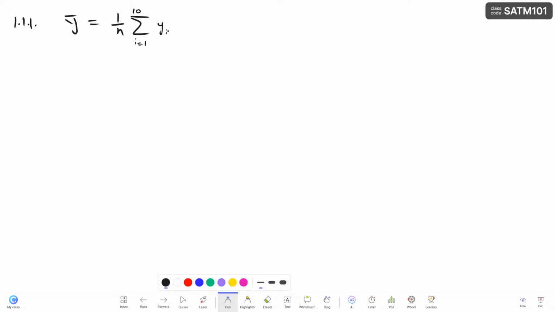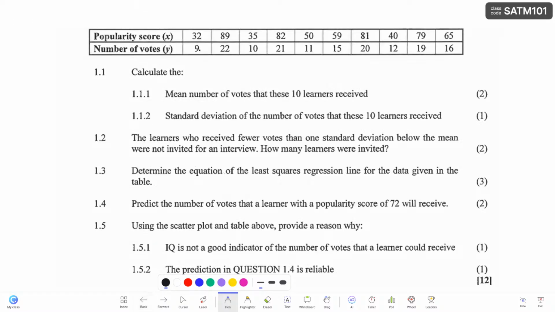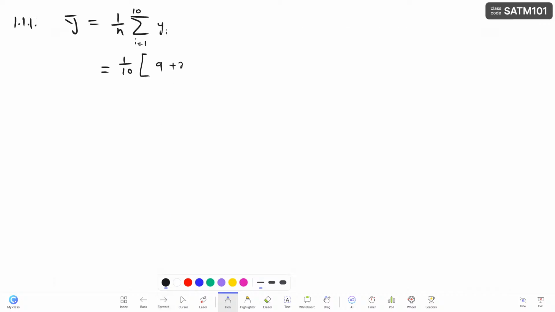So y sub i. Here we're going to sum all the y values, and then after we're going to divide by the total number of learners that are there. So we have 1 over, how many learners, 10. So I'm going to sum 9, 22, until 16. 9 plus 22 plus 10 plus 21 plus 11 plus 15 plus 20 plus 12 plus 19 plus 16.